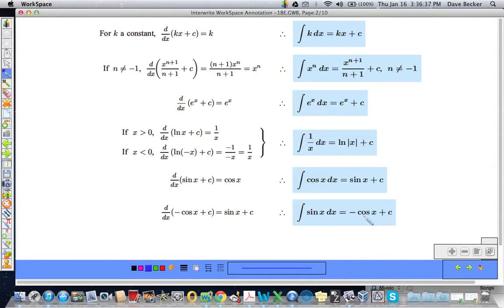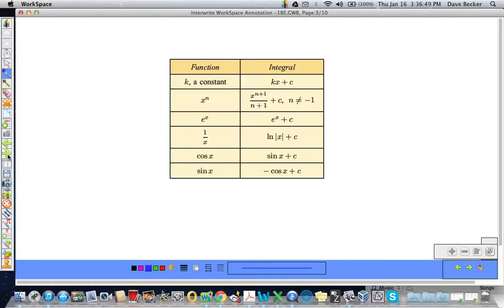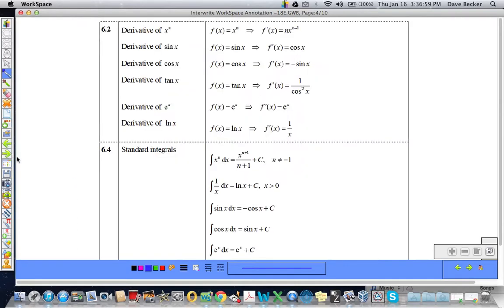This is a little strange. Remember, the derivative of cosine is negative sine, so that's why we have to have a negative out here. So the integral of positive sine is negative cosine x. You will get used to these as you go. Here they are in a little chart form if you would prefer that. Those were the explanations, which are available in your book. And here is what is available on your formula sheet.